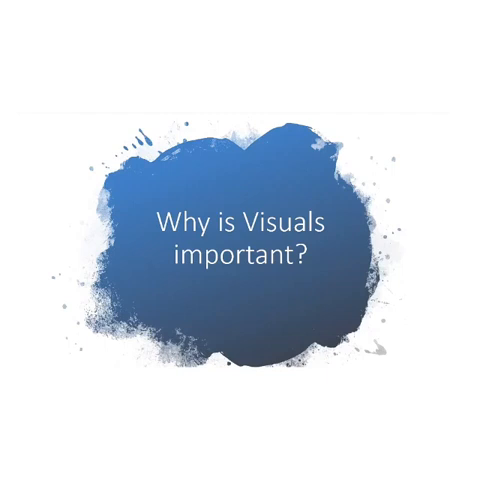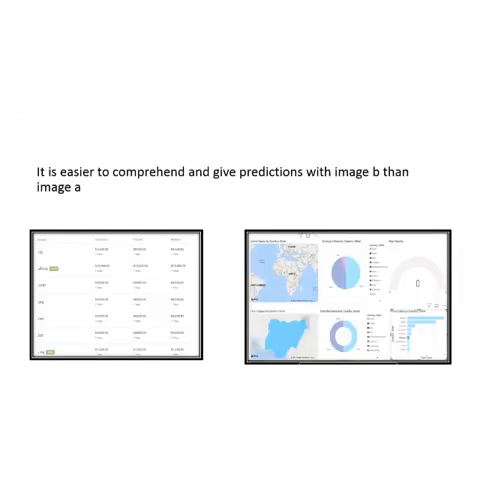So, on the basis of imagination, now this is image A with words and letters, and this is image B with pie charts and donut charts and all of that. With this image B, we can understand what the data is saying, not from image A. We can comprehend image B faster than image A, because image A is just filled with words and numbers.